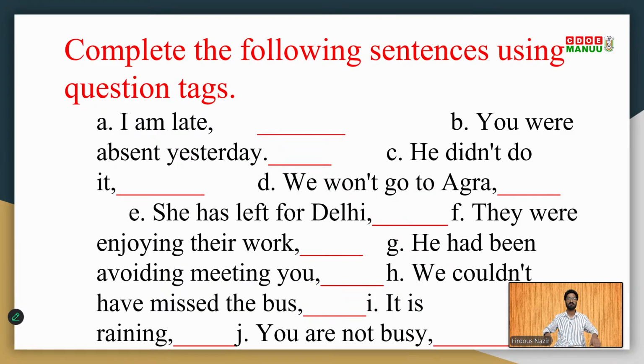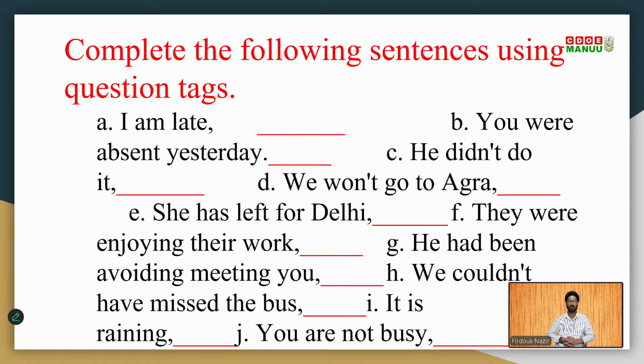Now complete the sentences using question tags. We have some exercise here and we are supposed to fill in the blanks with the question tags. I am late. So what is the appropriate question tag? This is a positive statement and am is used here, so we use aren't I. Aren't I? You were absent yesterday. So which is the correct question tag to be used here? Weren't you? W-E-R-E-N-apostrophe-T, you. Weren't you?